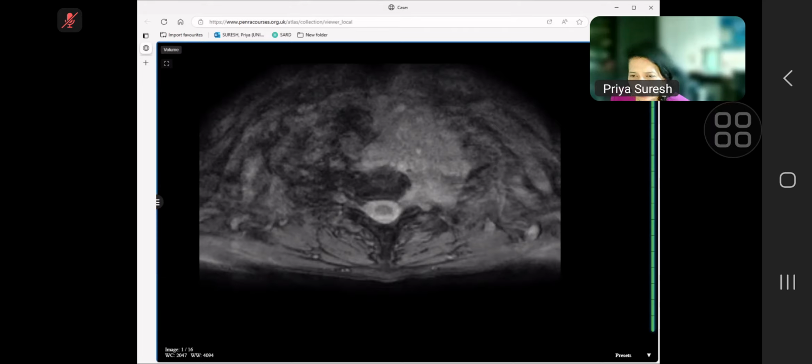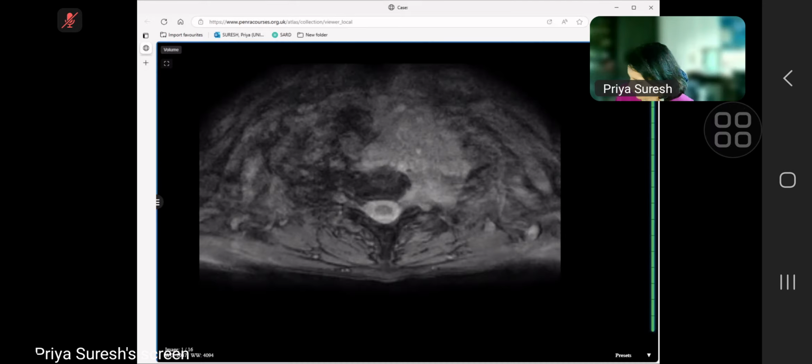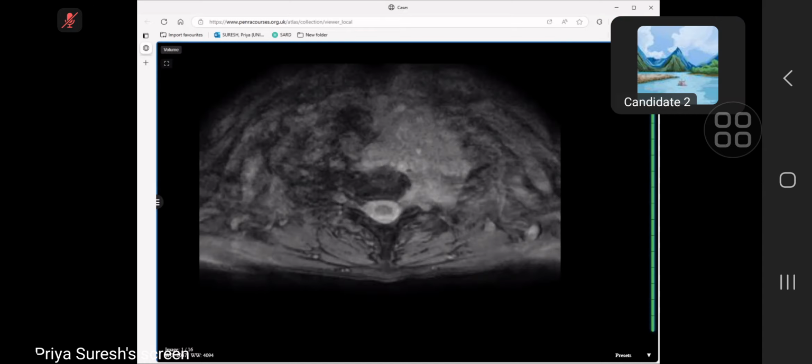Okay, so you've done a chest X-ray, you've done a spine MR. Is that what you would do if you see something on the chest X-ray? Ma'am, I would like to see a CT chest with contrast as well.